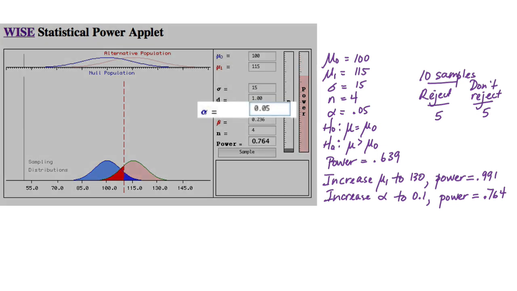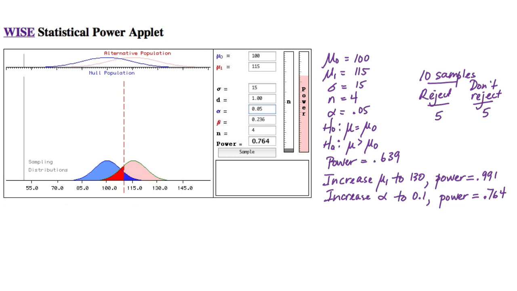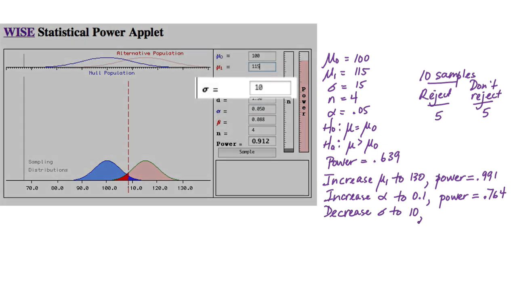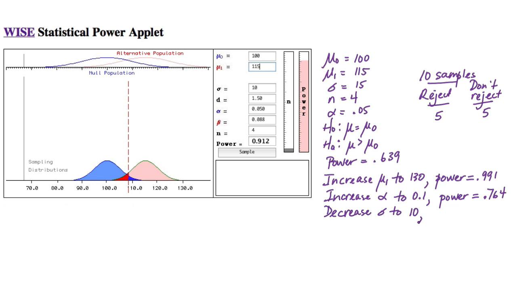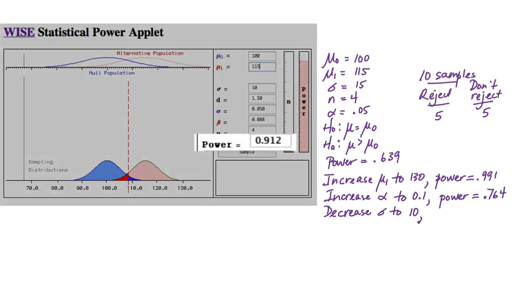Now let's put alpha back to 0.05, and let's look at the variability. Less variability should give us more precise estimates, and that's good. So let's change sigma from 15 to 10. The distributions may appear to have the same spread, but if you look carefully at the applet, the scale is changed, reflecting the smaller value of sigma. Of course, increased precision is a good thing, and this has increased our power to 0.912.